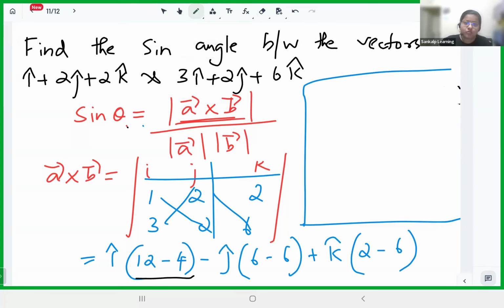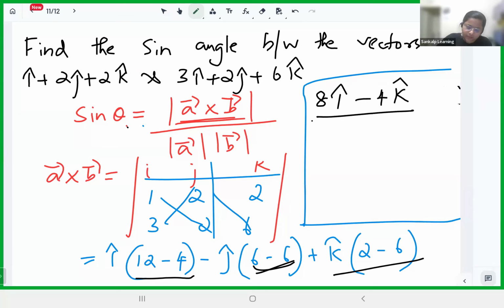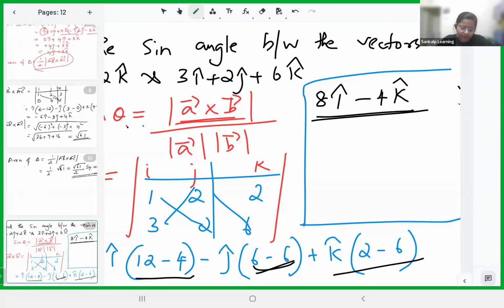So this is 12 minus 4. 12 minus 4 is 8, right? 8i. Then 6 minus 6 is 0, so the j component does not exist. 2 minus 6 is minus 4, so it is minus 4k. 8i minus 4k is our vector A cross B. So vector A cross vector B is equal to 8i minus 4k.